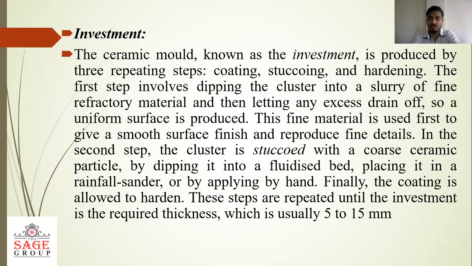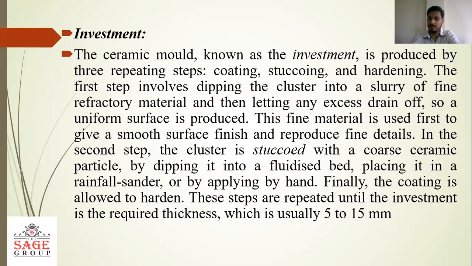The ceramic mold is known as investment. It is produced by three repeating steps: coating, stacking, and hardening. Right. So the first step is dipping the cluster into a slurry of fine refractory material and then letting any excess drain out so a uniform surface is produced. This fine material is used first to give a smooth surface finish and reproduce fine detail.